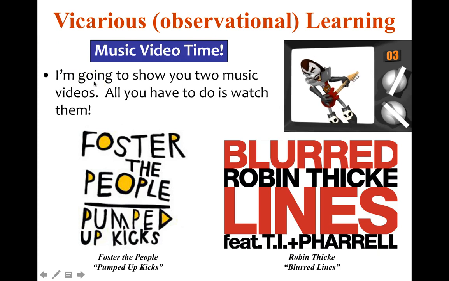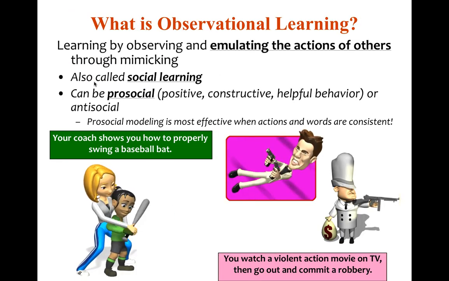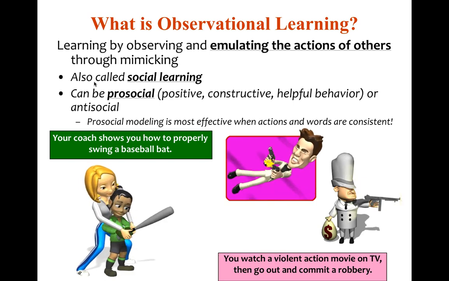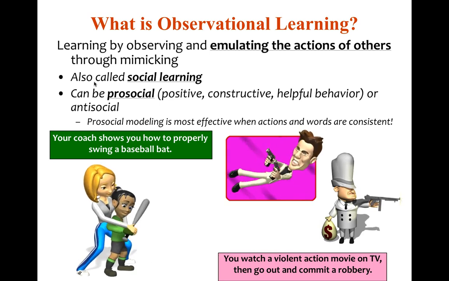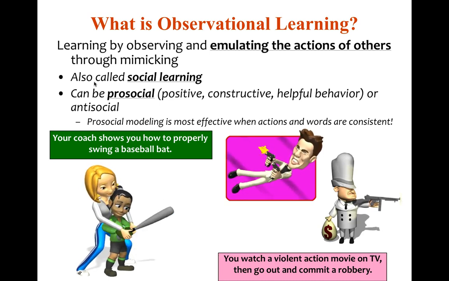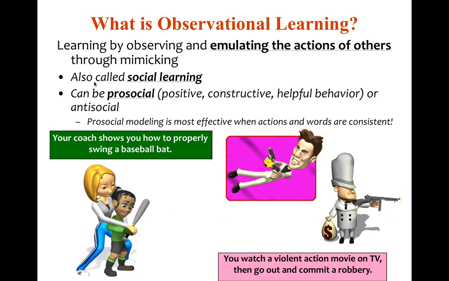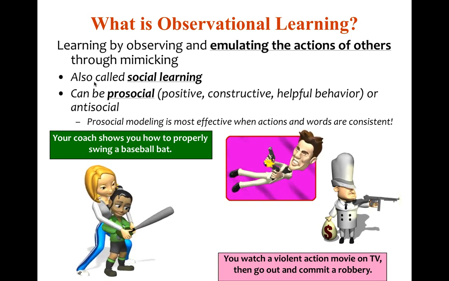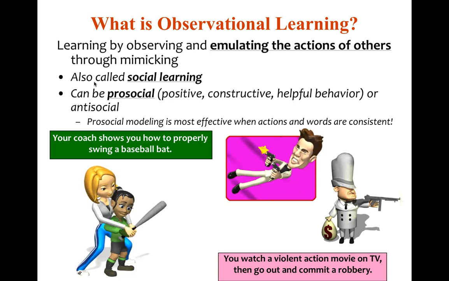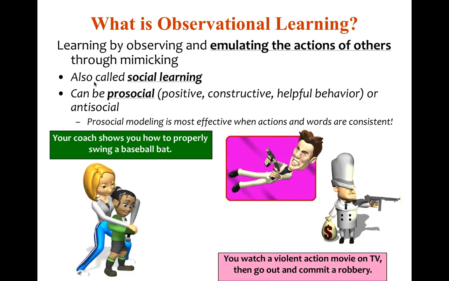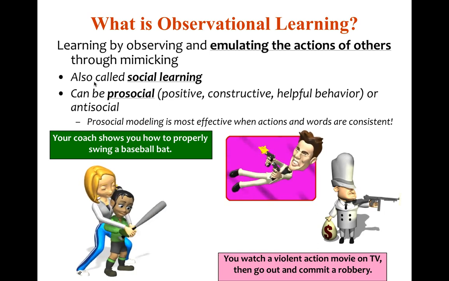So hopefully you watched these two music videos. When we talk about observational learning or vicarious learning, we would say it's learning by observing and emulating the actions of others through mimicking. Again, this can take various forms: watching others live, watching through videos, or pulling something up on Google, etc. It's also called social learning, and it can be pro-social, meaning positive, constructive, helpful behavior, or it can be antisocial.